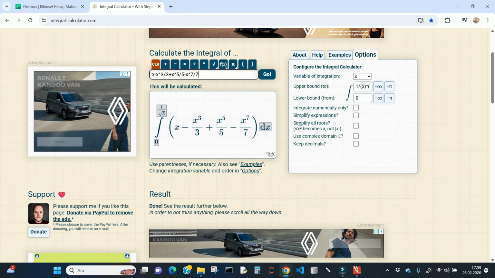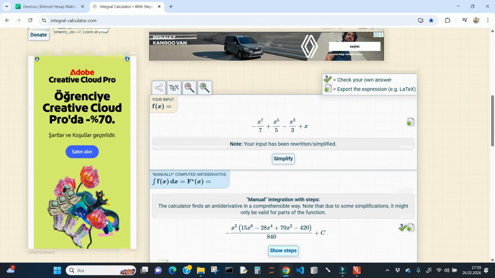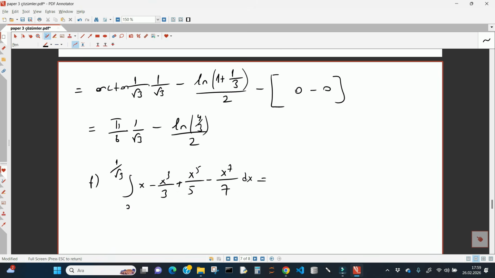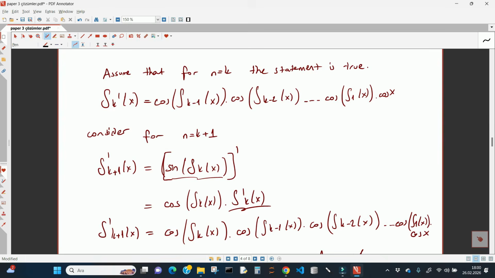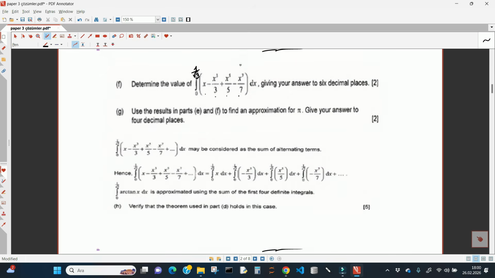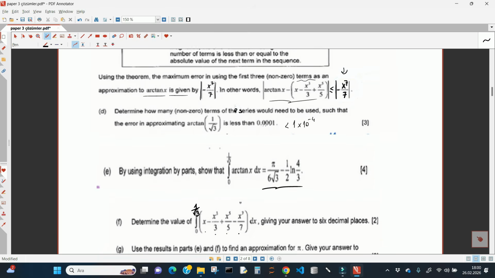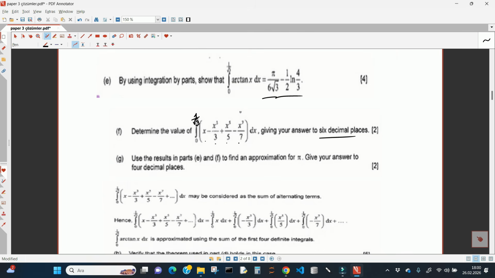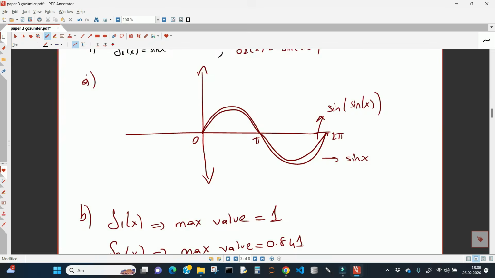When you write this expression into the calculator, you're going to find 0.158422. Let's copy this one, because it's asking for 6 decimal places. Let's check it again. Yes, 6 decimal places. Next: use the results in parts E and F to find an approximation for pi. Give your answer to 4 decimal places.